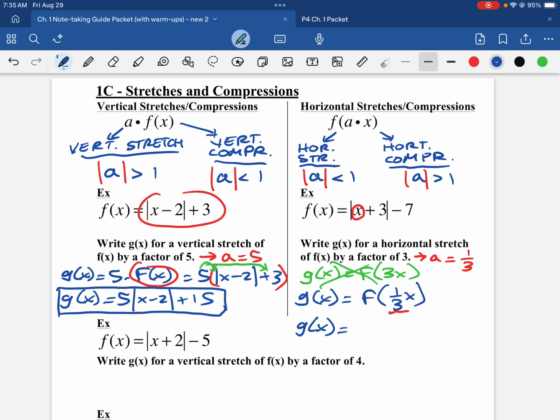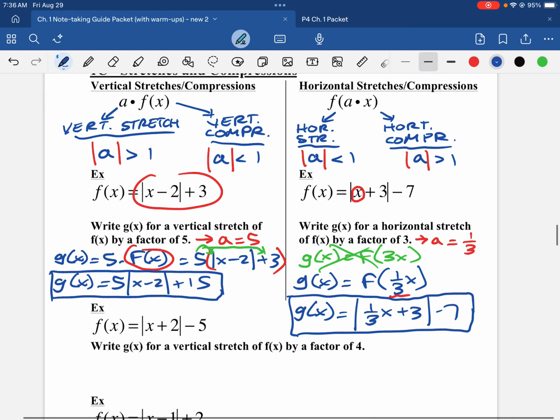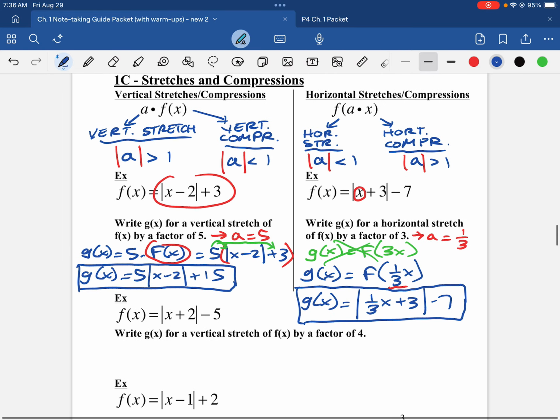And I'll have absolute value of 1/3 x plus 3 minus 7. There's no more simplifying I can do there. So the math side of it's pretty easy. You just replace the x with 1/3 x. The problem is that you have to remember which way to go. There's lots of junctions in the road where you could go left or right, and you have to remember which is which. Okay. All right, so let's try a couple more examples.